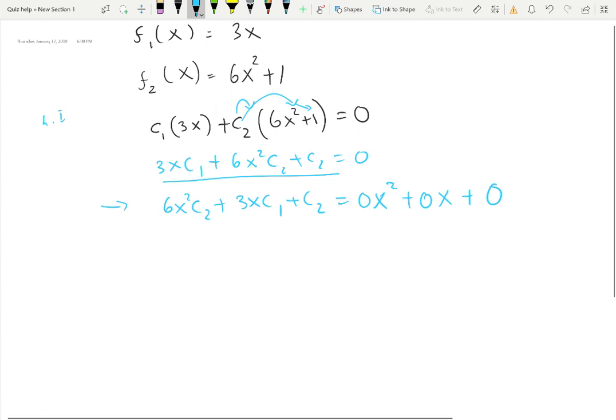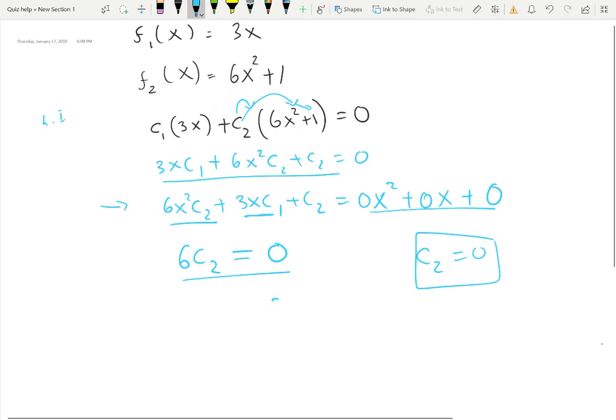You can imagine you had x square, x and constant terms, because you multiply them by 0, eventually you get 0. Now what we do is we compare the coefficients. Look at the coefficients of x square. Here the coefficient of x square is 6c2 on the left, so it should match the coefficient on the right hand side, which is 0. So this means c2 is 0. Now let's match the coefficients of the x term. The coefficient of x is 3c1 on the left, and on the right 0. So c1 is 0 here.